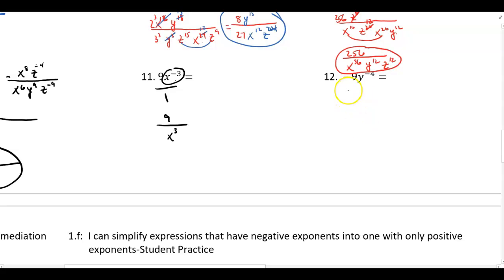Now the common mistake on number 12 is y is the only thing being raised to the negative 4 power. Just because that's negative 9 doesn't mean, right, it moves. The exponent has to be negative. So then negative 9 stays in the numerator, and then my y to negative 4th comes down to become positive.